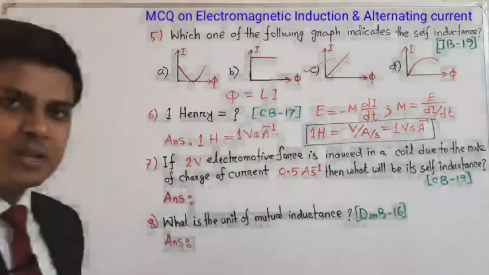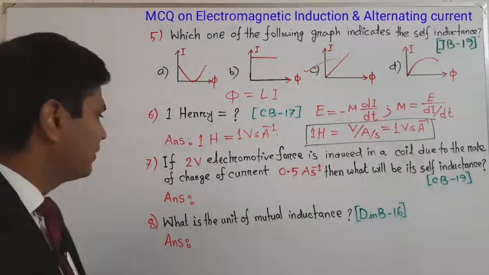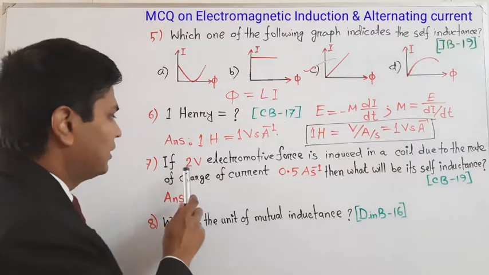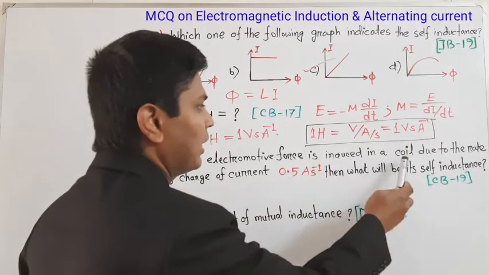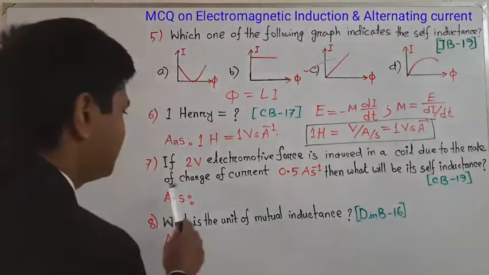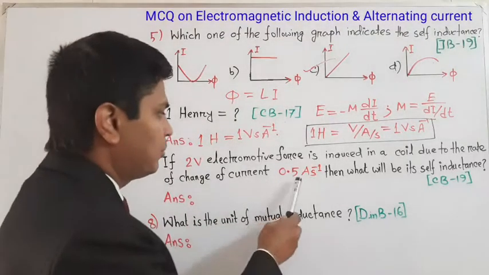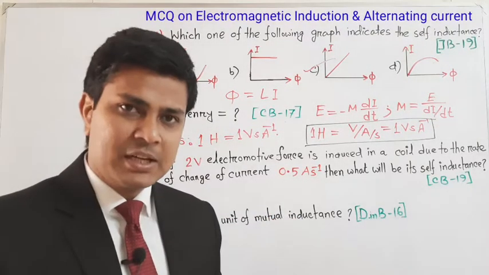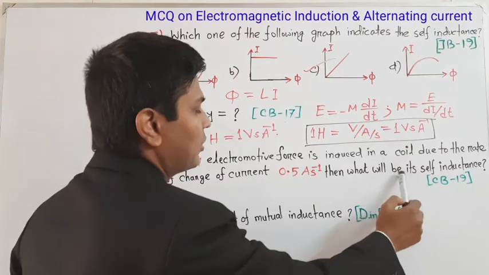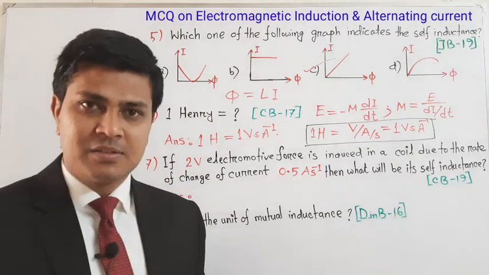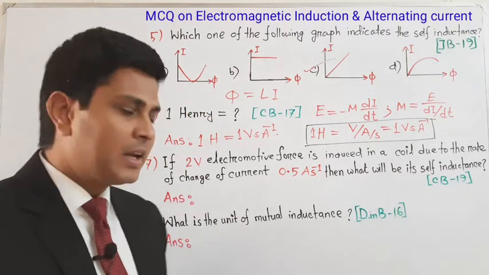Hope you have understood. Next question, question number 7. The question is, if 2 volt electromotive force is induced in a coil due to a rate of change of current of 0.5 ampere per second, what will be its self-inductance? We have to calculate the self-inductance.